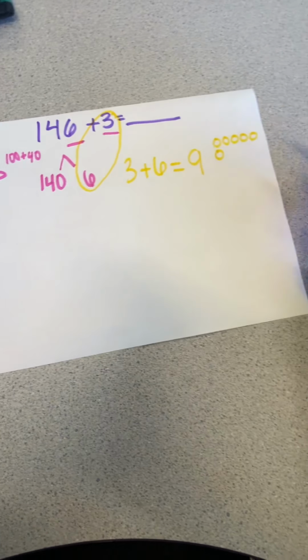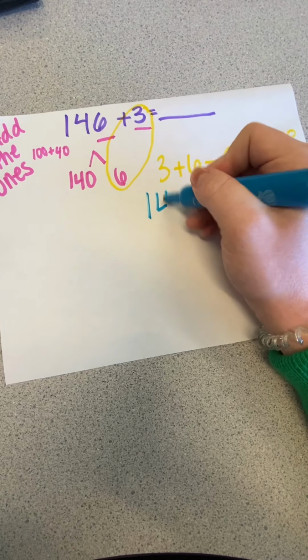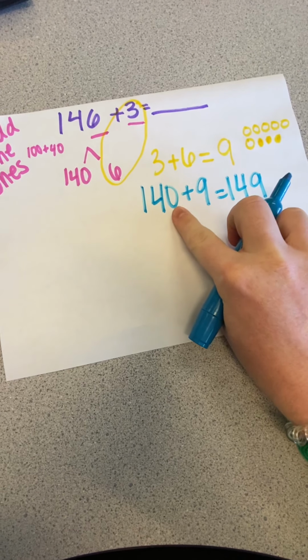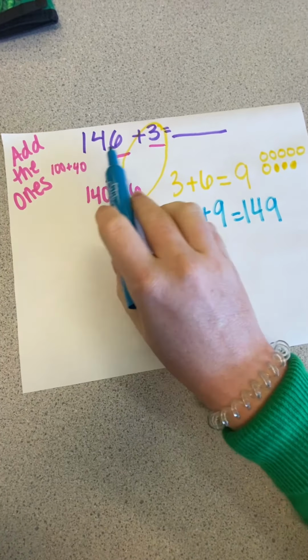So my 140 plus my 9 ones. 140 plus 9 is 149. Since I don't have any tens or hundreds I need to add, I just add 0 and 9 ones. So 146 and 3 more using a mental math strategy, add the ones, is 149.